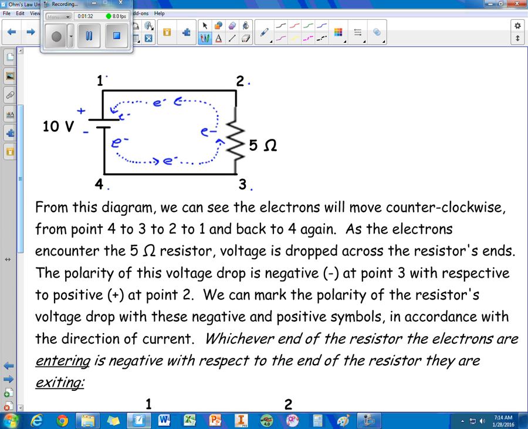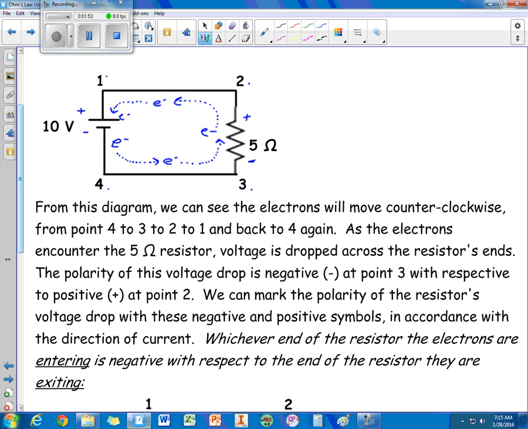The polarity of this voltage drop is negative at point 3 and then positive at point 2, relative to points 3 and 2. So what we can do is mark the polarity of this resistor's voltage drops with these negative and positive symbols, just like I've done here.